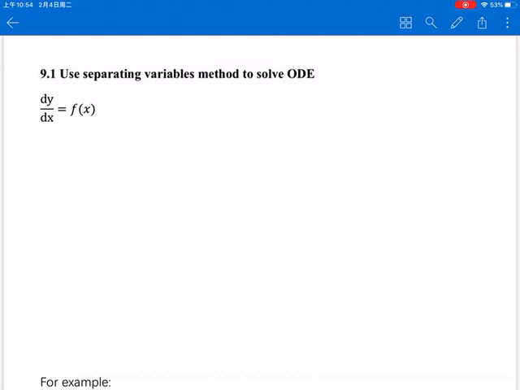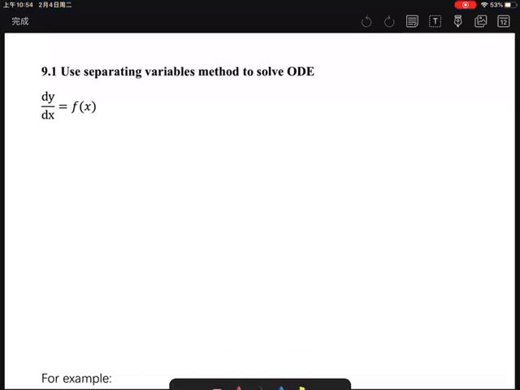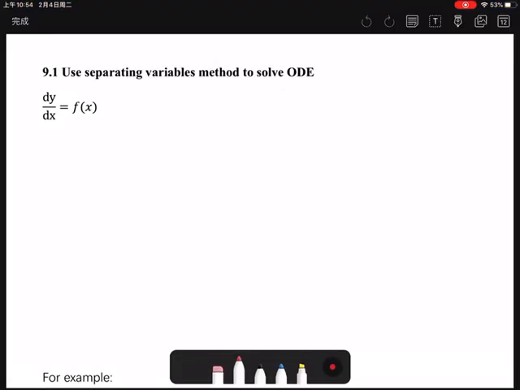Alright, so today we're going to talk about chapter 4, section 4.1. So use separating variables method to solve ODE, ordinary differential equation. So firstly, let's do a revision.